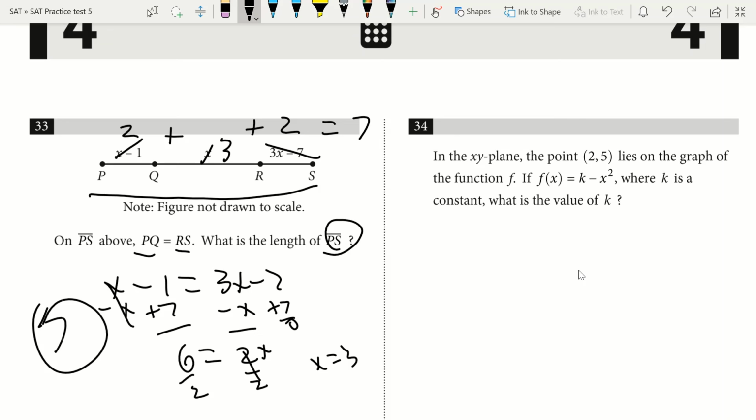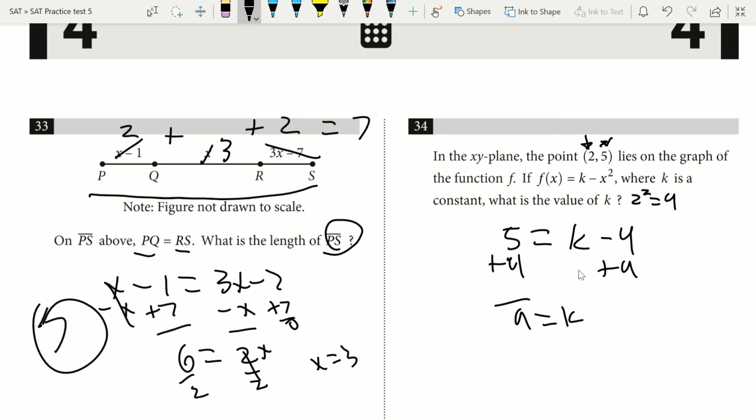All right. 34. In the xy plane, the point 2,5 lies on the graph of a function f. If f of x equals k minus x squared, where k is a constant, what is the value of k? All right, well, I know I can plug in 5 for f of x. So now I get 5 equals k minus x squared. We know x is 2. We know 2 squared is 4. k minus 4, I add 4 to each side, right? Now I get 9 equals k, so my answer is going to be 9.